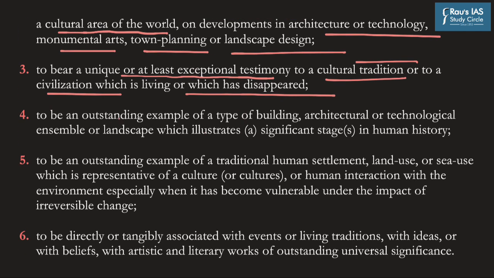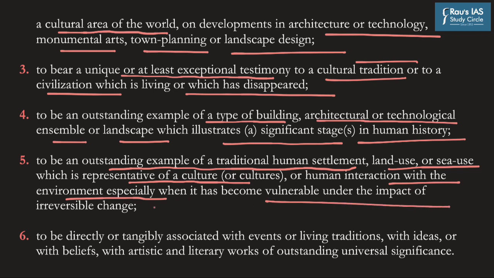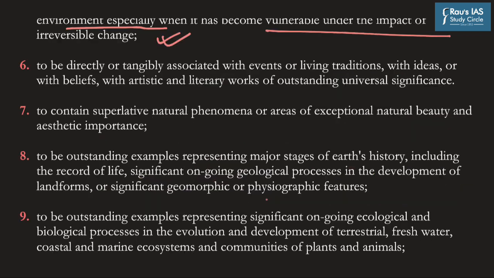The fourth point is that such a site must be an outstanding example of a type of building, architectural or technological ensemble or landscape which illustrates a significant stages in human history. Fifth, a place or a site which has an outstanding example of traditional human settlement, land use or sea use which is representative of a unique culture or cultures or human interaction with the environment, especially when it has become vulnerable under the impact of irreversible change. The sixth point highlighted is that a site must be directly or tangibly associated with events or living traditions, with ideas or with beliefs, with artistic and literary works of outstanding universal significance.